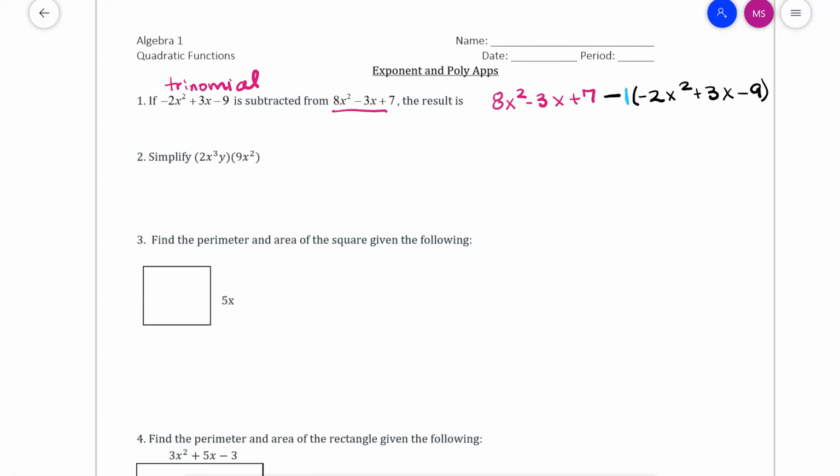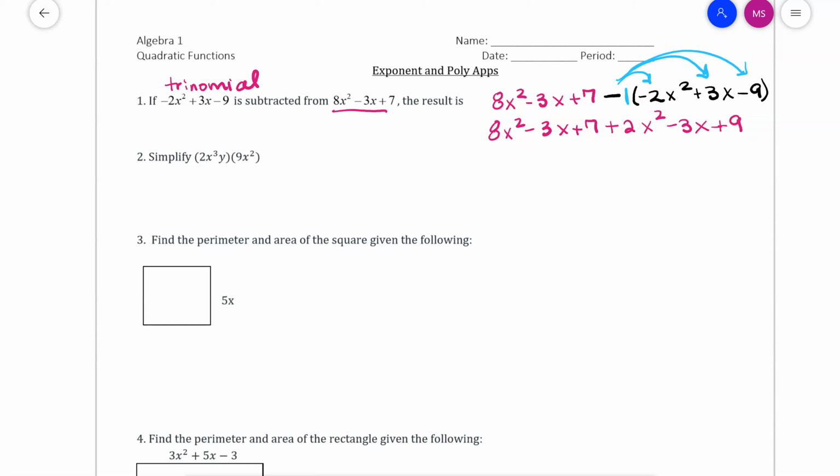All right, so remember there's that 1 that we do not have to write, so we're really distributing a negative 1. All that really means is the signs are going to flip. So 8x squared minus 3x plus 7, I'm just rewriting that. Negative 1 times a negative 2 gives you a positive 2. X squared just comes along for the ride. Negative 1 times a positive 3 gives you a negative 3x. Negative 1 times a negative 9 becomes a positive 9.